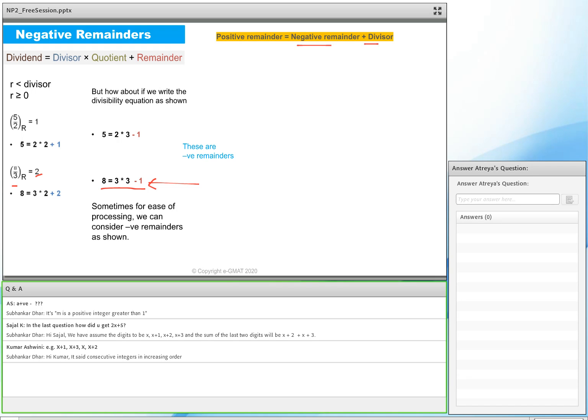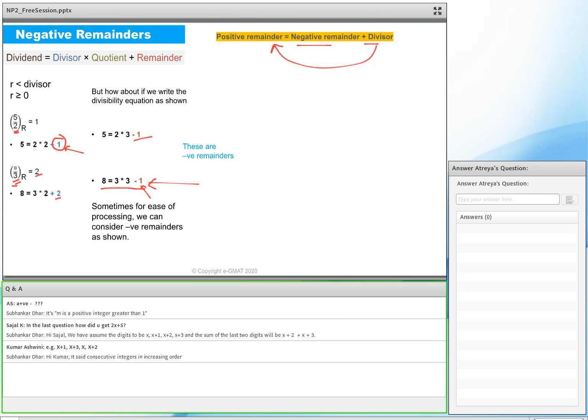So whenever you have a positive remainder, for example 1, this can be written as the negative remainder plus the divisor. I do not know the negative remainder, but I know the divisor. So let me subtract the divisor from the positive remainder to get the negative remainder. When I subtract the divisor, which is 2 here, from 1, I get the negative remainder equal to -1. When I subtract 3, the divisor in the second example, from the positive remainder, which was 2, I get -1, which is the negative remainder. Now, the concept of negative remainders is wonderful.